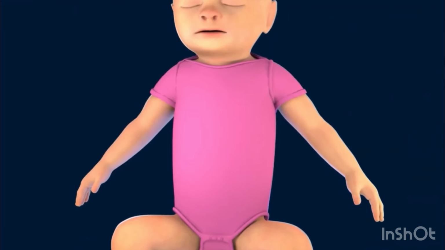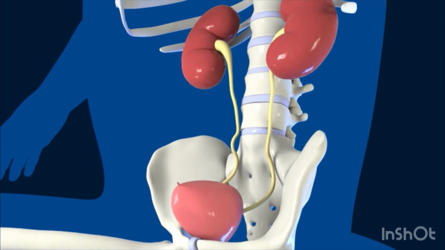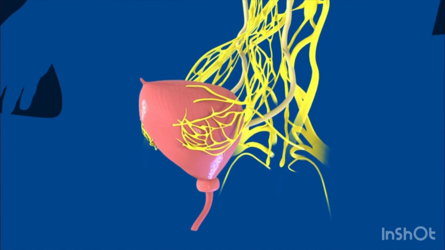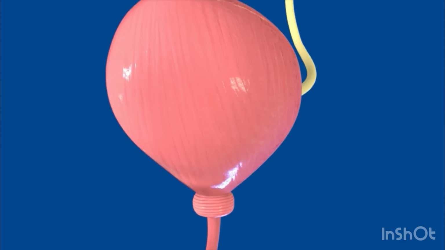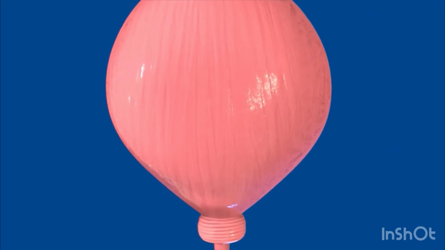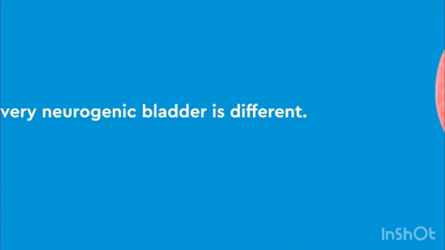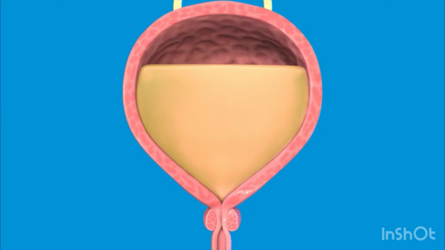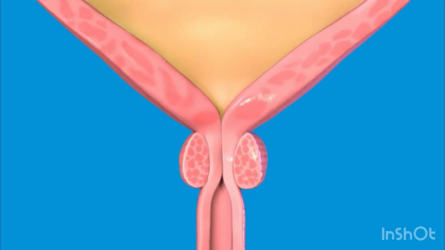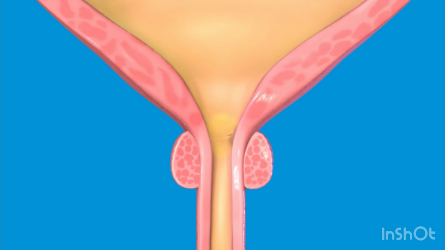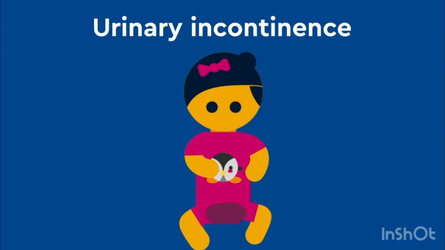The bladder and urinary sphincter are muscles that work together to store and empty urine throughout the day. For children with neurogenic bladder, the nerves that control the bladder and urinary sphincter or the muscles themselves are not working correctly. This can result in muscles that are too strong or too weak, a bladder that is unable to stretch, or a bladder and sphincter that do not work together. Every neurogenic bladder is different. Sometimes children with neurogenic bladder have a bladder that squeezes out urine when it is not supposed to, or a sphincter that is too weak to hold urine inside the bladder. This leads to urinary incontinence, which is when the child leaks urine when they don't want to.